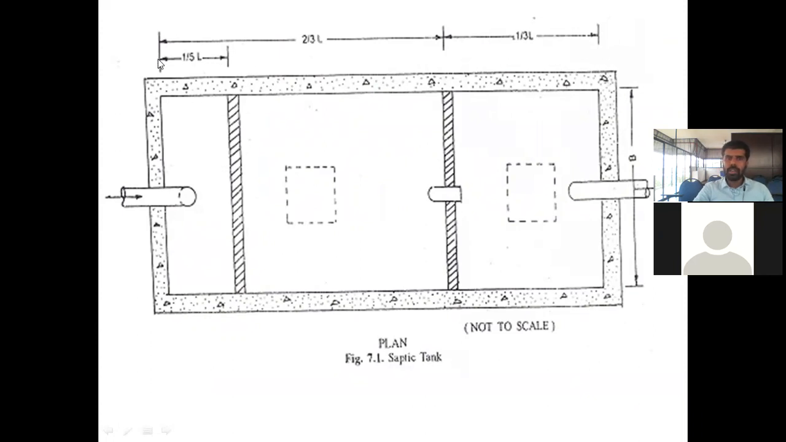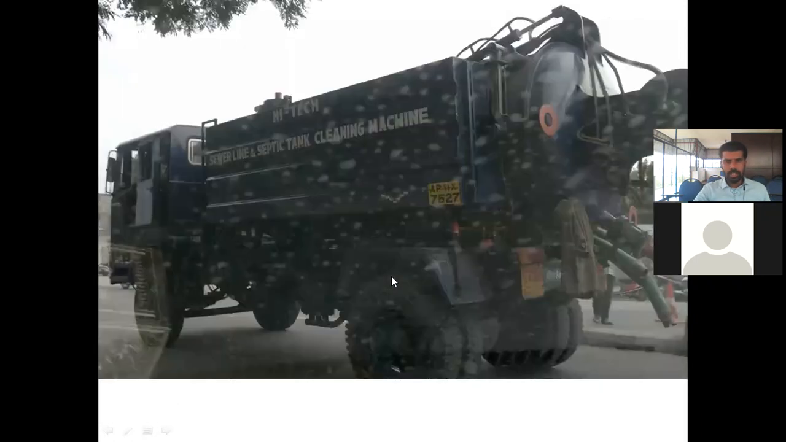So if you are having a length of 4 meters, accordingly, 1/5 into 4, that will be this length. 2/3 into 4, that will be this length. 1/3 of the 4 meters will be this length. So this is the way that we have to separate the chambers. This is the inlet and this is the outlet, and this is the manhole. So this is the plan view.